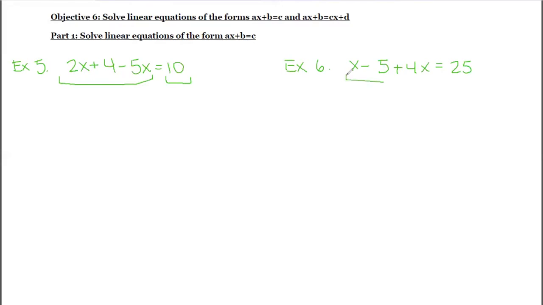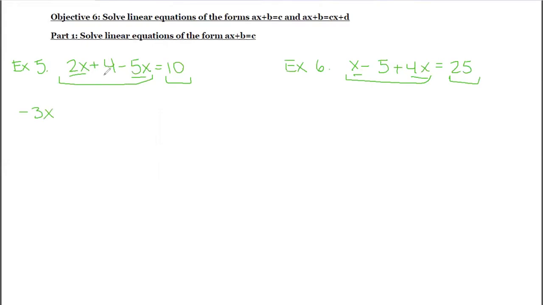Same over here. We're gonna work these at the same time. So for number 5 and 6, on the left side of both of these equations, we have 2 terms with an x in it, which means that these are like terms and they can be combined. So over here, we got 2x minus 5x. So that will be 3x.